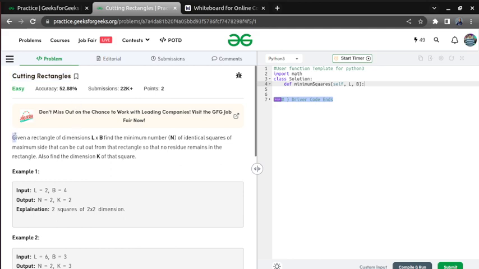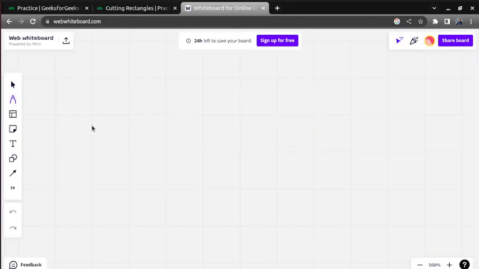The problem is: given a rectangle, the dimensions are given to us, length and breadth. Find the minimum number of n identical squares of maximum side that we can cut from the rectangle so that no residue remains in the rectangle. So the situation is like this.